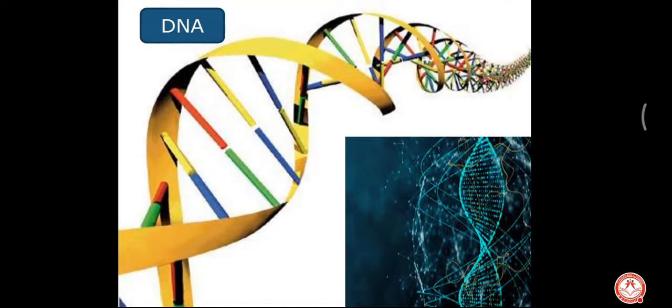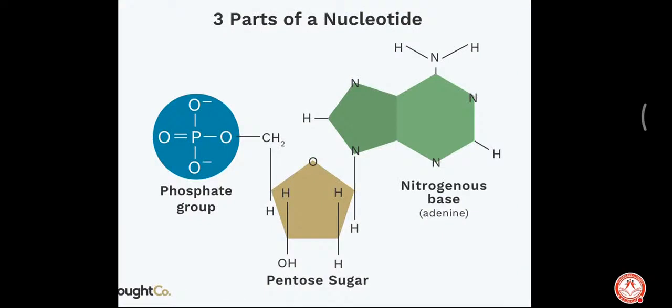There are three parts of a nucleotide. Nucleic acids are the polymers of nucleotides. They include DNA and RNA. In DNA, there is a pentose sugar, that is deoxyribose sugar. With the deoxyribose sugar, at the first carbon a nitrogenous base is attached. There are four nitrogenous bases: adenine, guanine, thymine, cytosine.